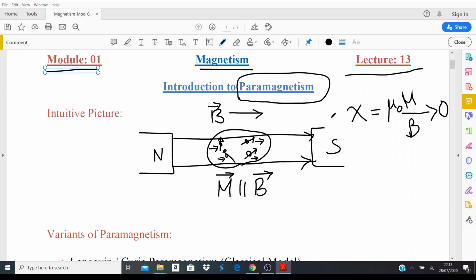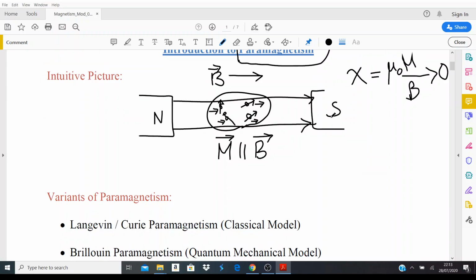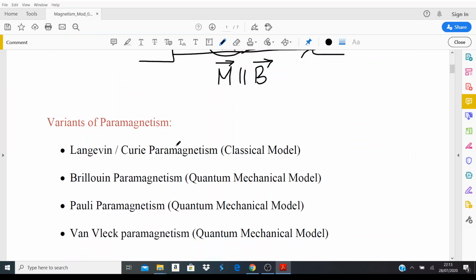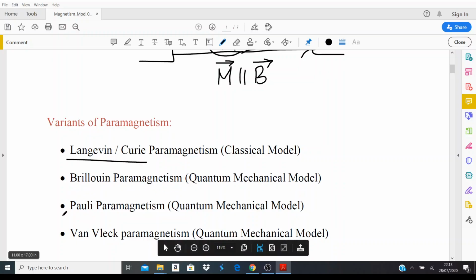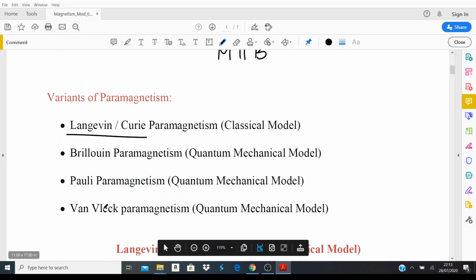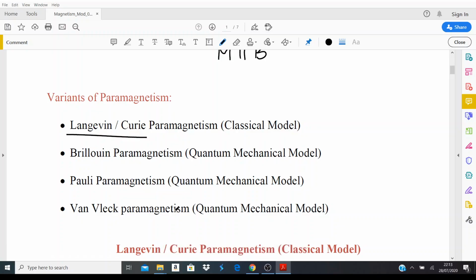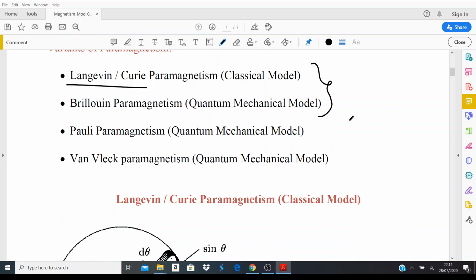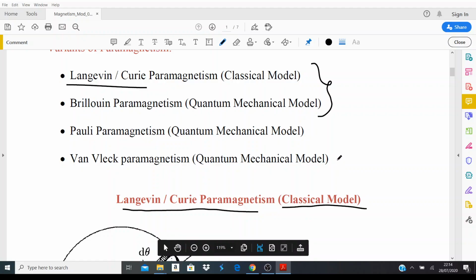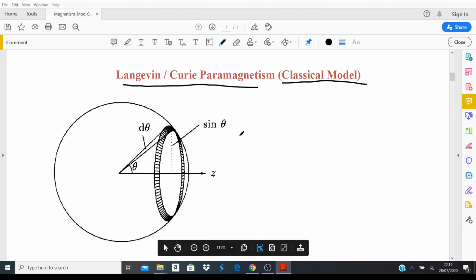Now if you look into the textbooks, there are different forms of paramagnetism. Let me mention a few of them. We have Langevin or Curie paramagnetism, then Brillouin paramagnetism, then Pauli, and the last one is the Van Vleck paramagnetism. So my plan here is to discuss the first 2 of these models. Let me begin with the Langevin or Curie paramagnetism, and I will use a classical model to explain this behavior.